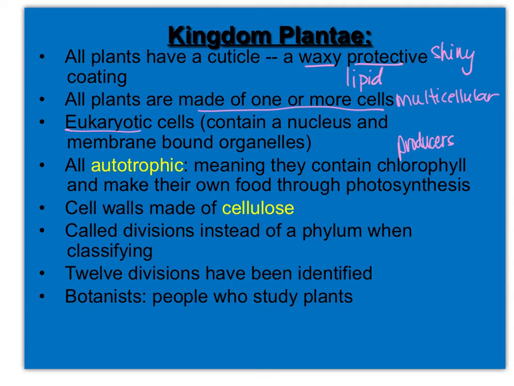Plants have cell walls made up of the polysaccharide cellulose. Remember, cellulose is a polysaccharide, a many-sugar molecule, so that's a carbohydrate. Now, you know how we say kingdom, phylum, class, order, family, genus, species? Well, instead of phylum, we have division, and this is only for plants. There are 12 divisions of plants. A botanist is someone who studies plants. If you want to learn more about plants, you could take the class botany.